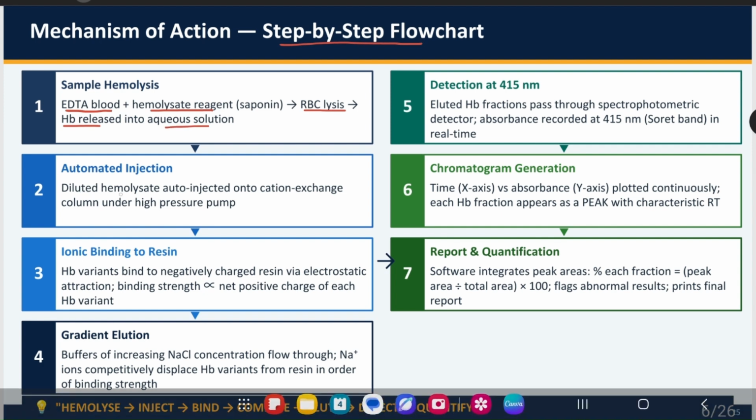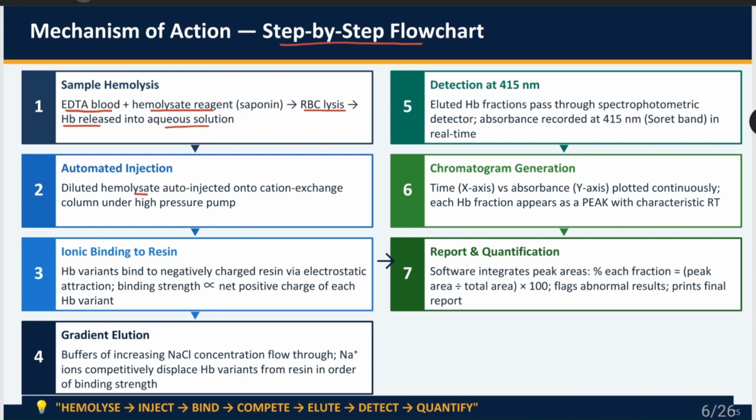After that, the diluted hemolysate is auto-injected onto the cation exchange column under a high pressure pump. After that, the hemoglobin variants bind to the negatively charged resin via electrostatic attraction. The binding strength is proportional to the net positive charge of each hemoglobin variant.